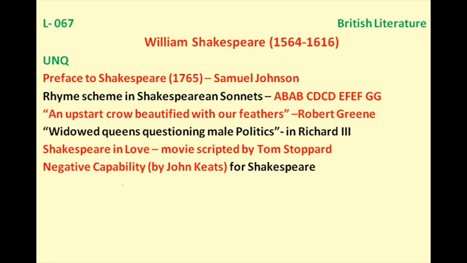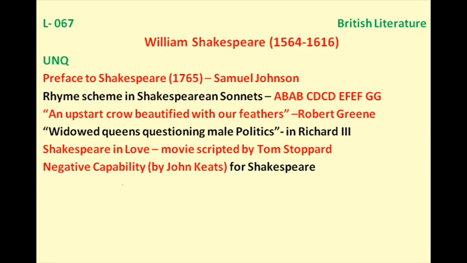now try to recall, one of the university wits called him an upstart crow. Upstart crow means that one of the university wits criticized him, saying he is in no way educated, so how would he be able to write good plays? And who is that university wit? Robert Greene. We have already a lesson on him.